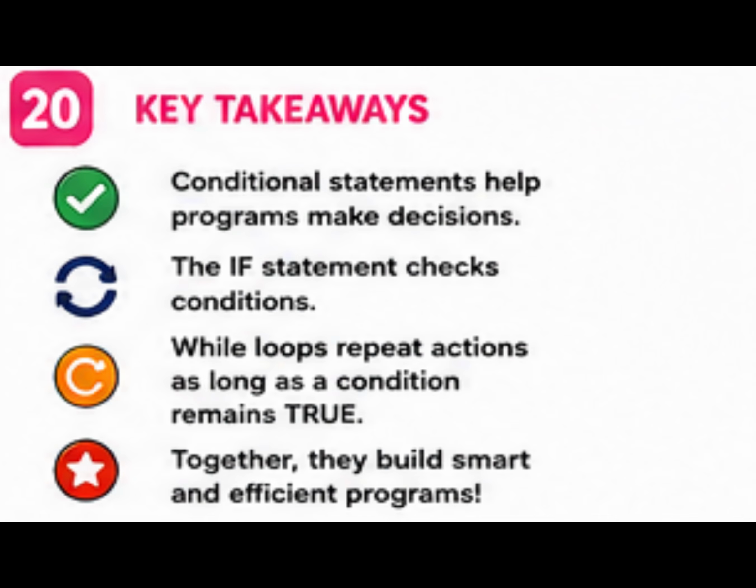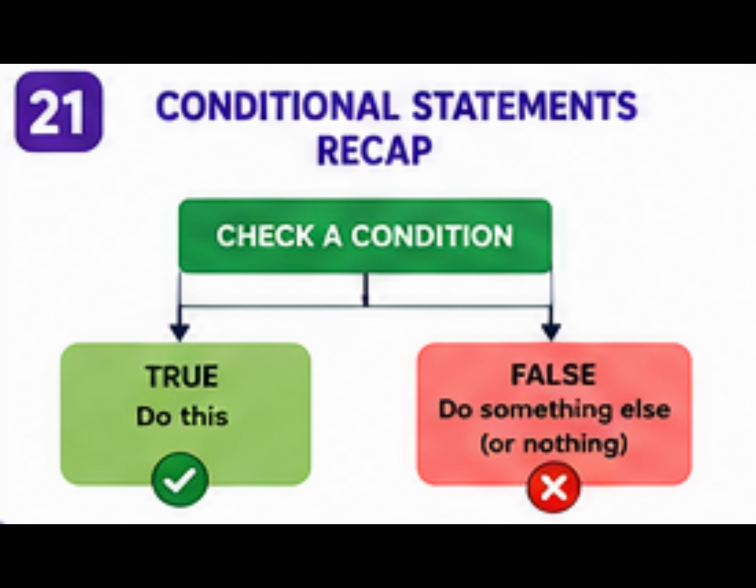Let's review conditional statements. Conditional statements allow programs to make decisions. They check whether a condition is true or false and then choose an action based on the result. The most common example is the if statement. Now let's review while loops. A while loop repeats actions as long as a condition remains true. When the condition becomes false, the loop stops. This allows programs to automate repetitive tasks efficiently.